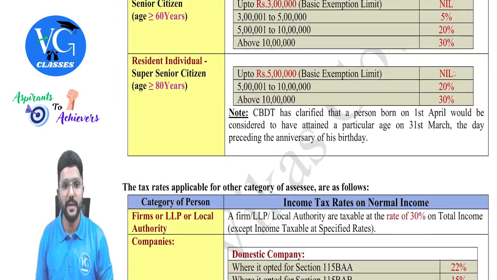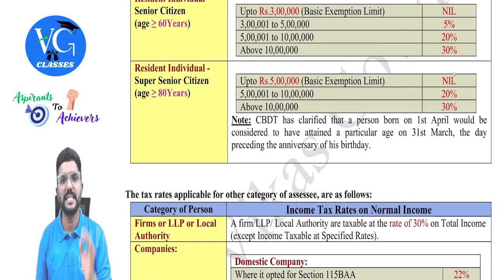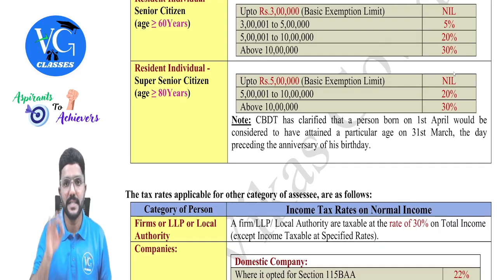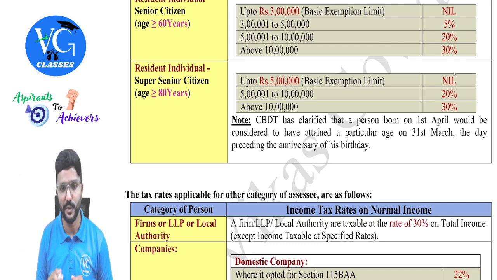And there is a circular by CBDT telling that even if the assessee, that is the resident individual, celebrates his 60th or 80th birthday on the 1st April of the assessment year, still they are eligible for the higher basic exemption limit, guys. This is a clarification given by CBDT through a circular.